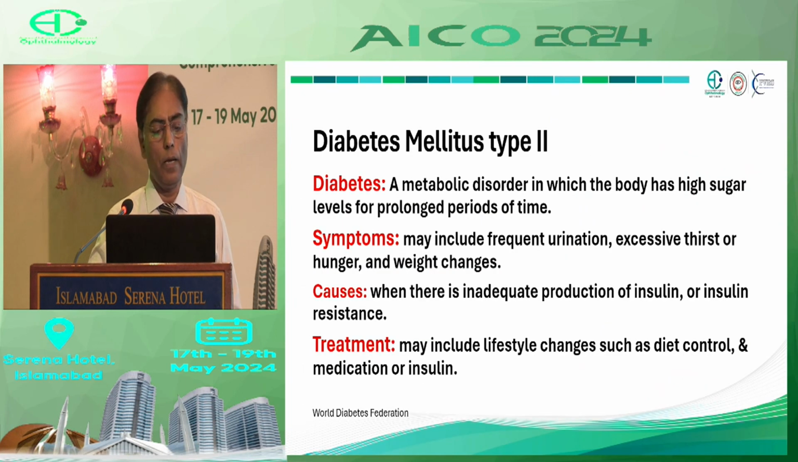You know, diabetes mellitus type 2 is a metabolic disorder in which the body has higher sugar levels for a prolonged period of time. Symptoms are frequent urination, excessive thirst or hunger, and weight changes. Causes are inadequate production of insulin or insulin resistance. Treatment may include lifestyle changes such as diet control, and medication or insulin.